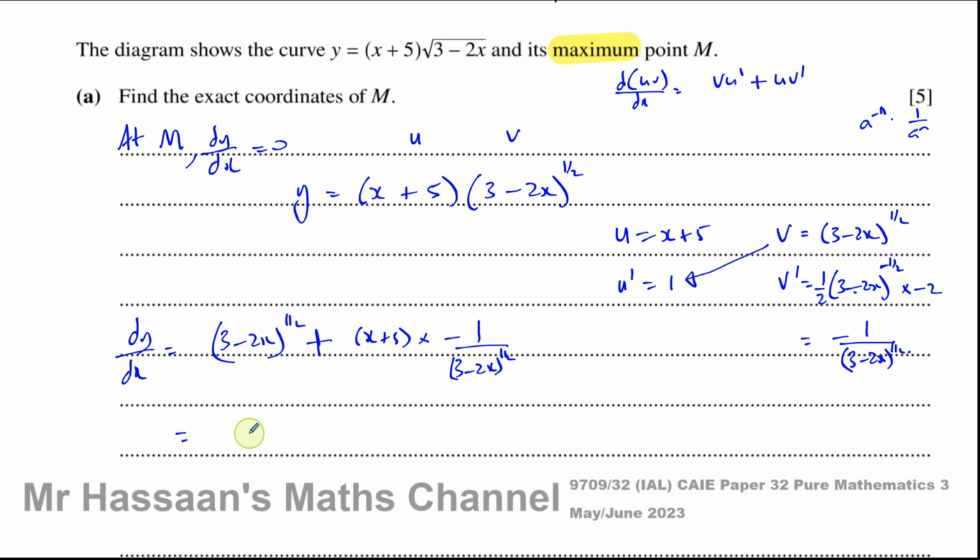So let me just simplify this a little bit. This is 3 minus 2x to the power of a half, minus, because plus times minus is minus, x plus 5 over 3 minus 2x to the power of a half.